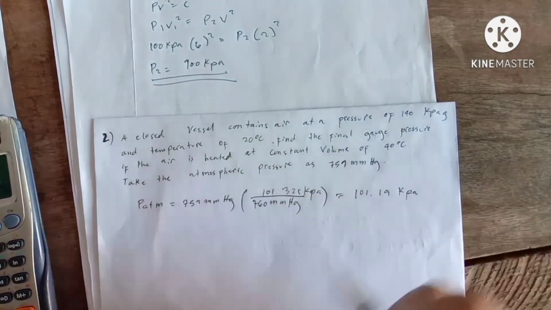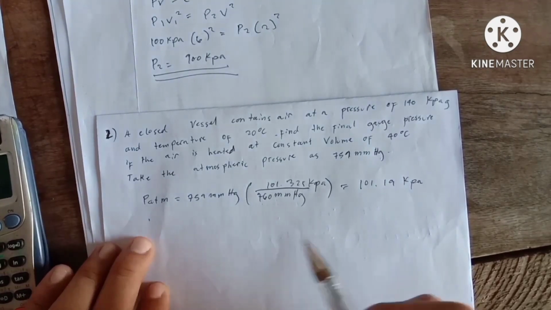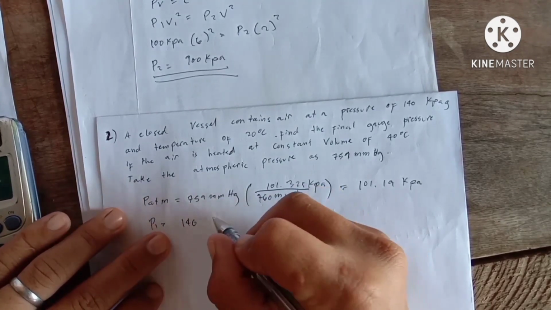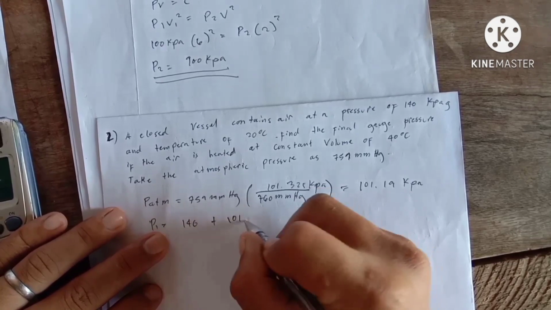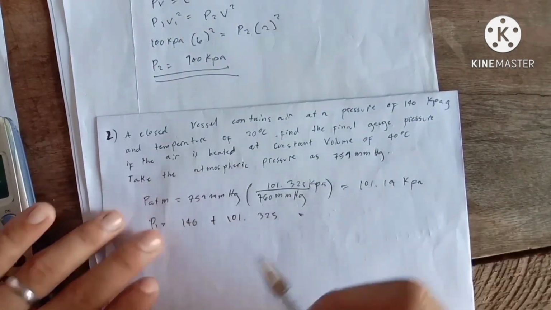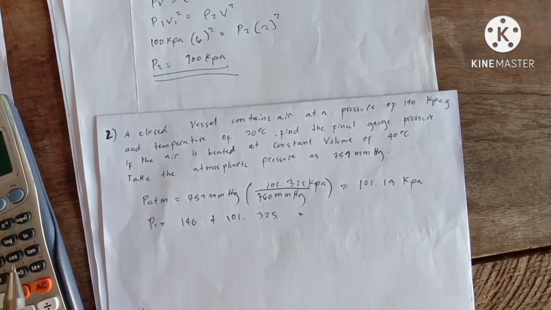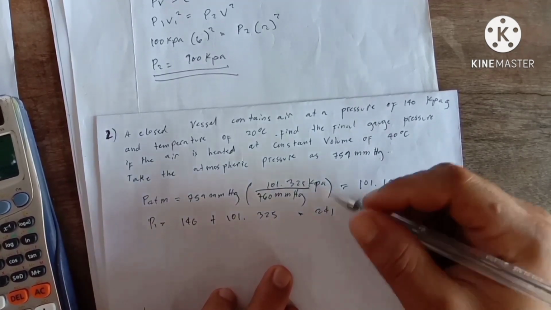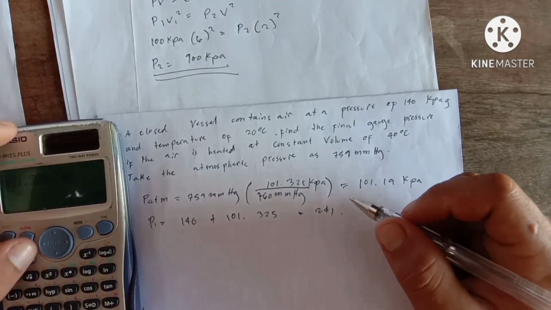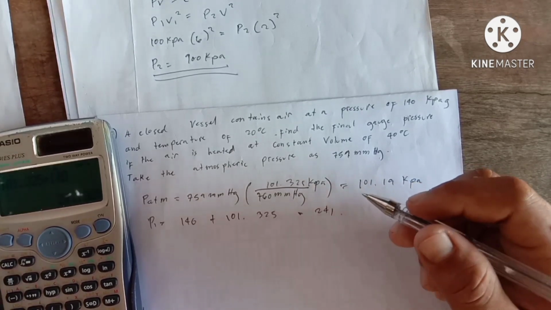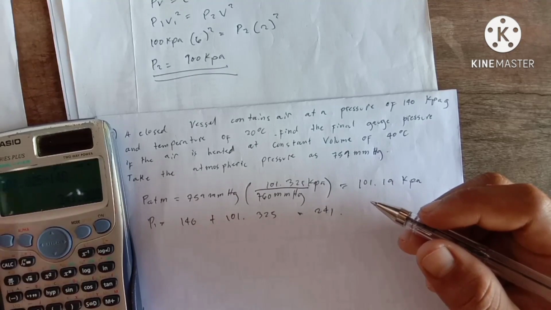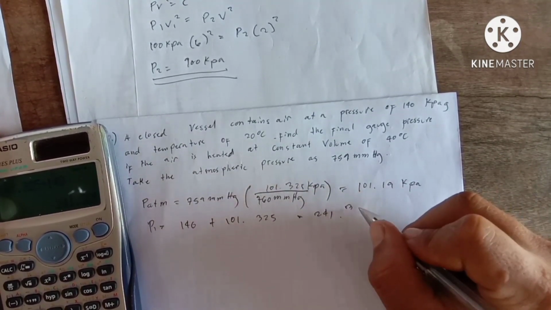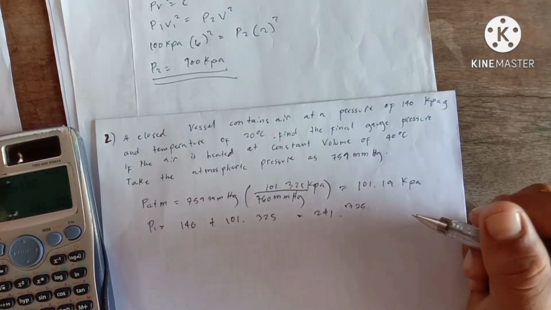Then pressure 1, since it is in kPa gauge, pressure 1 equals 140 plus the atmospheric pressure, 101.325. So 101.325 plus 140 equals 241.325.